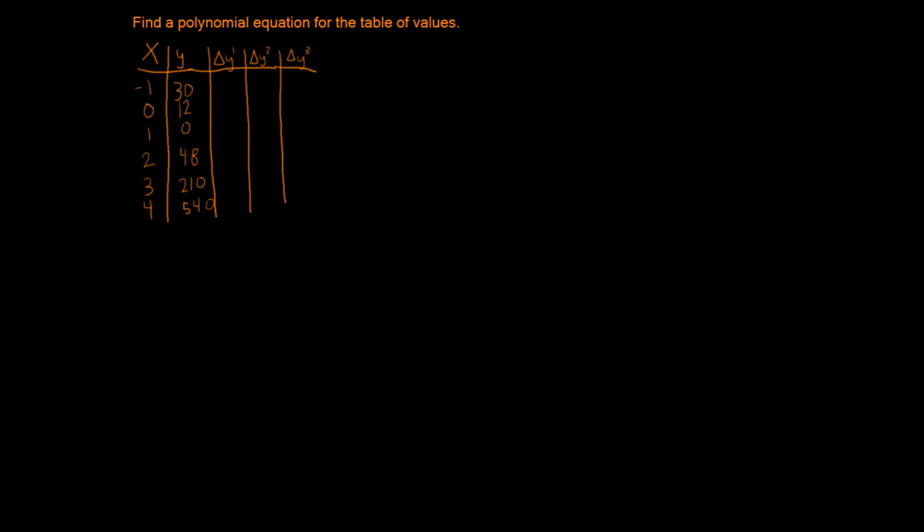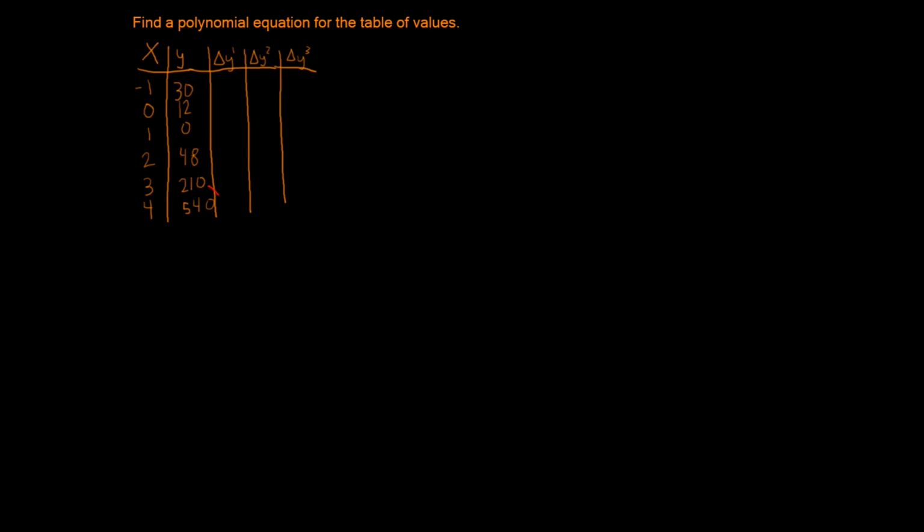Okay, so we're given the question, find a polynomial equation for the table of values. So basically we have to find an equation or a function of x that corresponds to these x coordinates and y coordinates, and we can do what we learned with finite differences like we did in the last video of this playlist. So we're going to do the finite differences, the first ones.